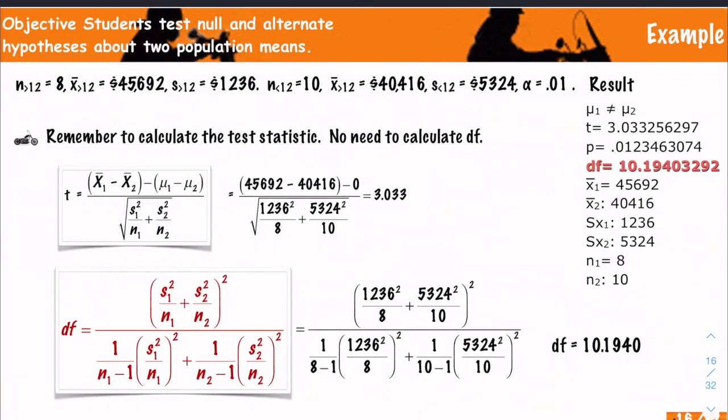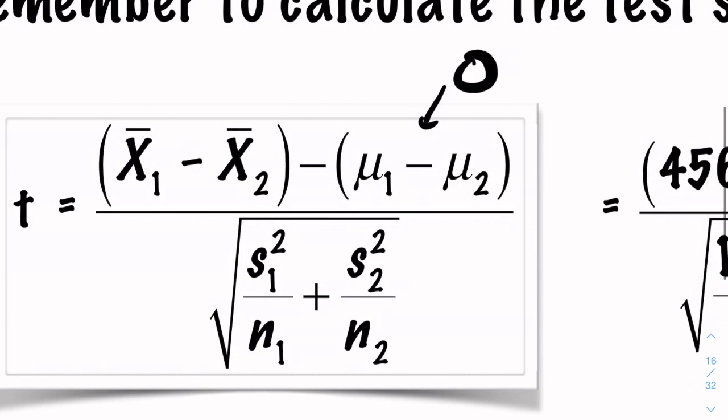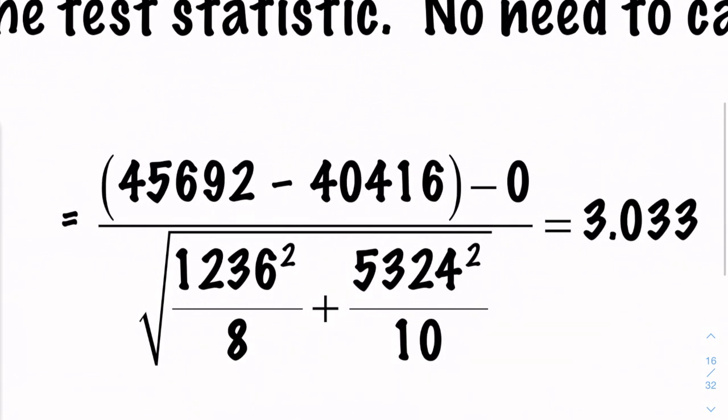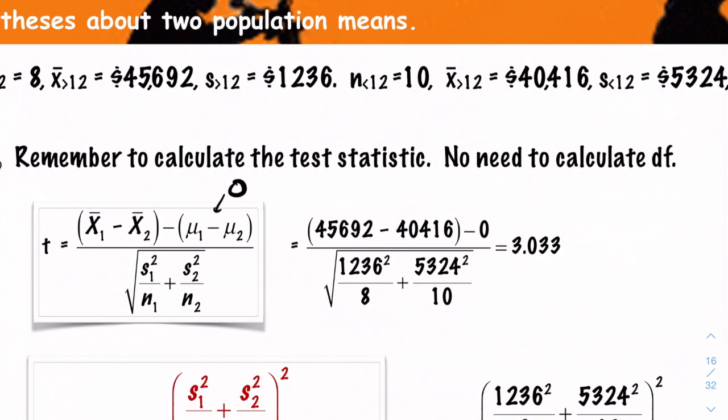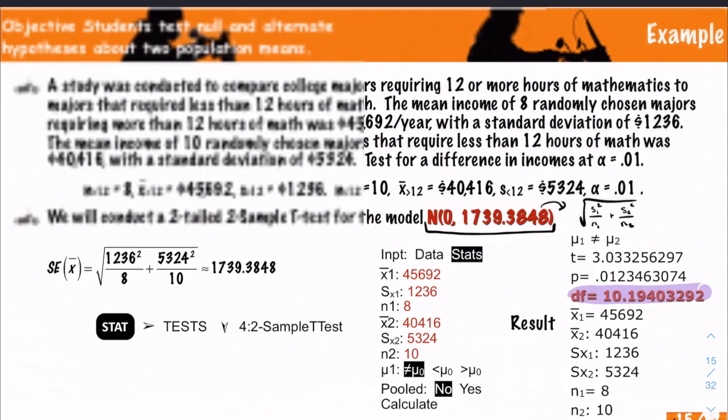So to remember, to calculate the test statistic once we've run this data, our numbers should match. To find our t-statistic, we have the difference in our averages minus the difference in our means, and again, this is 0, divided by our standard error. So if we plug in these values, we get 45,692 minus 4416 all over our standard error. And this gives us 3.033. I'm not going to ask you to find the degrees of freedom, but if you need to, it's on this slide.